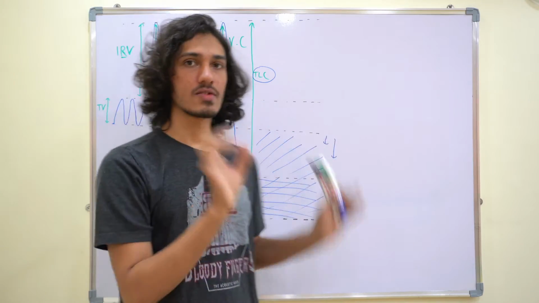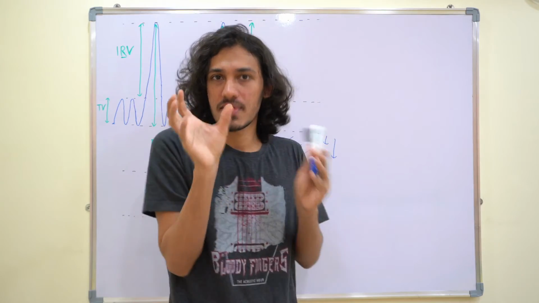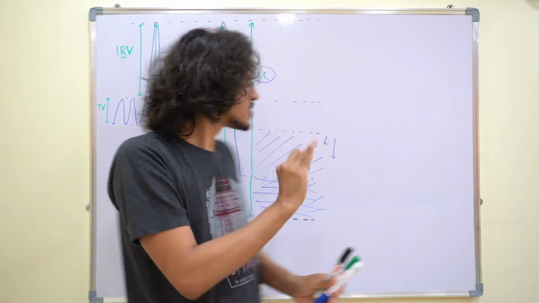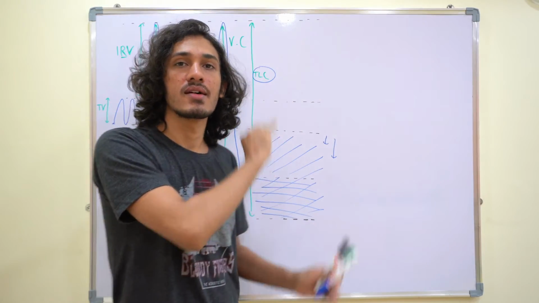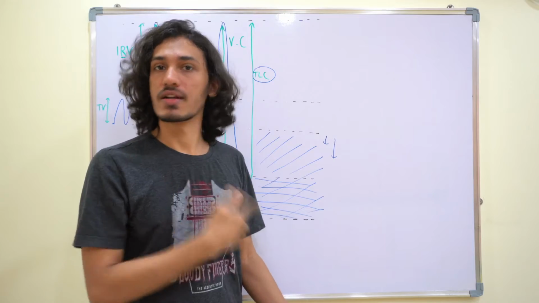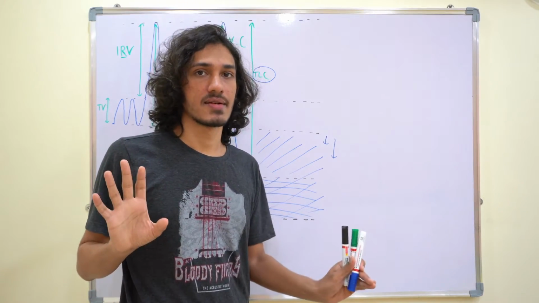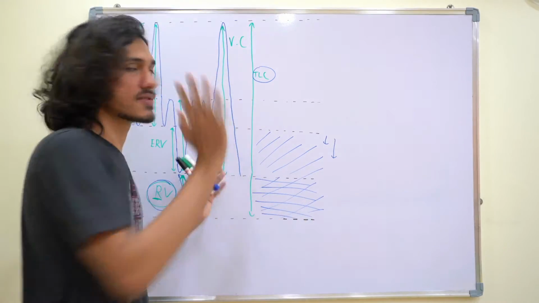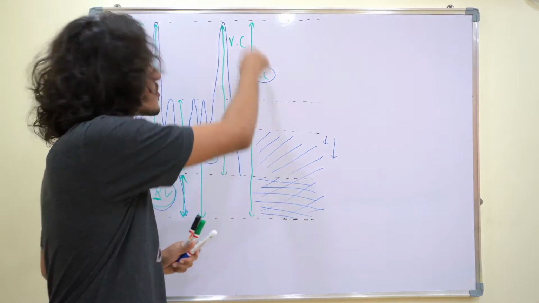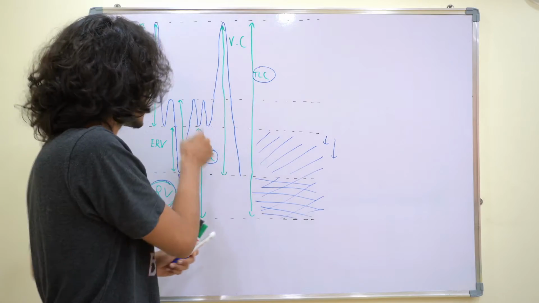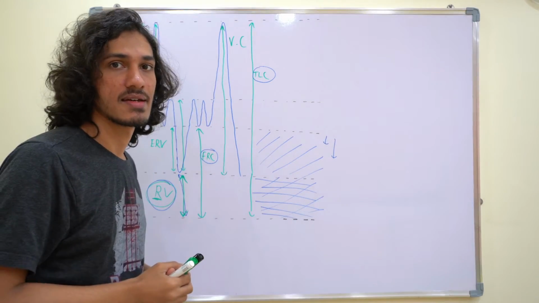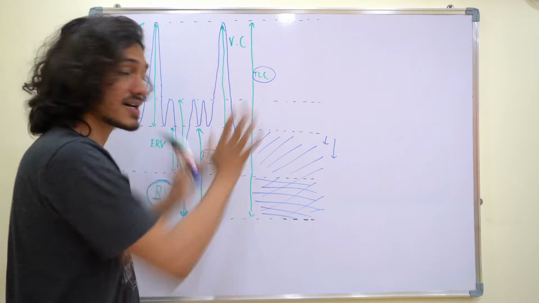So you need to know the volumes of all these, and you need to understand which is recorded using spirometry and which cannot be recorded using this method. So these are basic questions that will be asked, and you need to understand which is which. And the next thing is, what is the role of vital capacity? What is the role of functional residual capacity? So these are all the questions that can be asked from this.